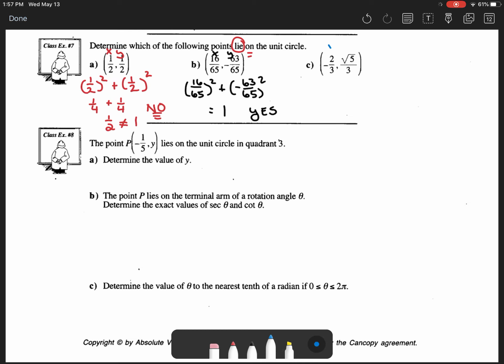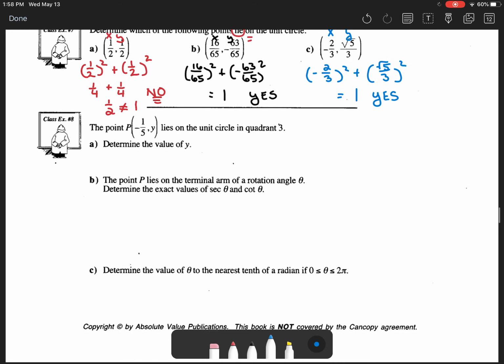Okay, and then the last one, same thing. This is an x value, this is a y value. So you go negative 2 over 3 x squared plus the y value squared, okay? See if that equals 1. If it does, it's on the unit circle. If it doesn't equal 1, not on the unit circle. Okay, so this does equal 1, so yes, this point is also on the unit circle.